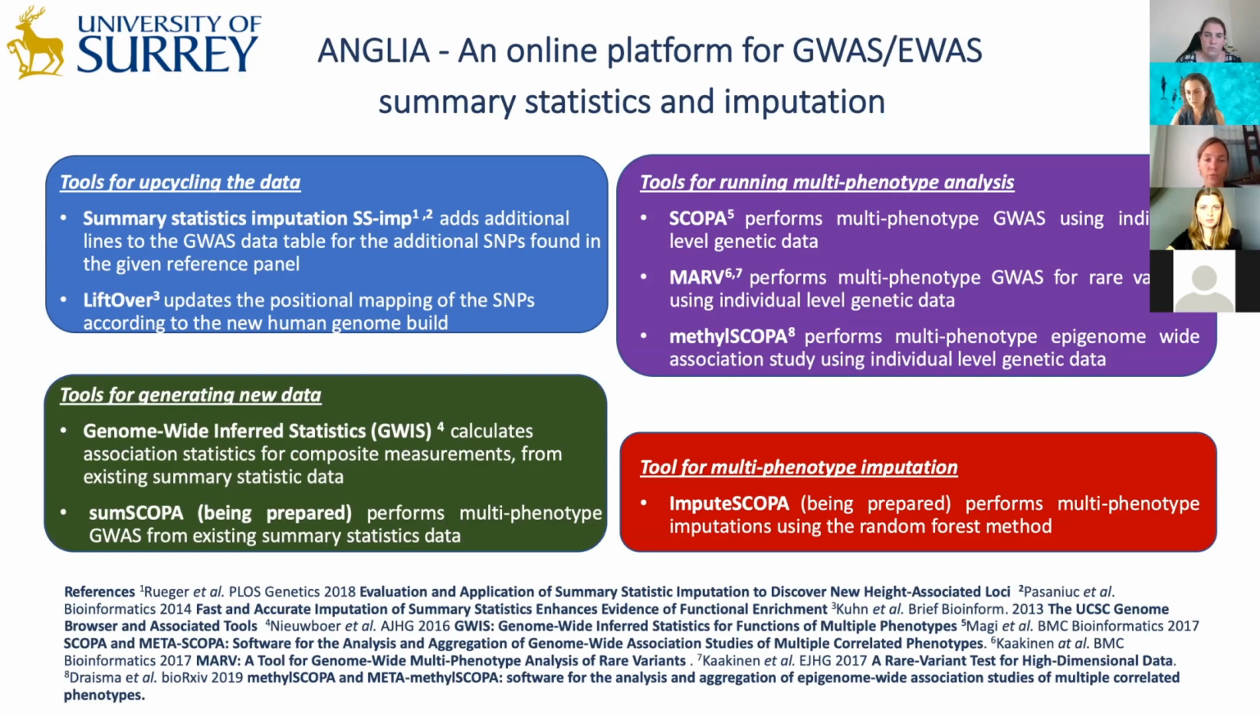Therefore, by including phenotypes with moderate correlation with each other, it boosts the power and therefore the discovery. And then there is also a tool for multi-phenotype imputation, which is ImputSCOPA. We are implementing several methods in it, one of which is going to be CRILC, and one of them is going to be the random forest. So we put all this together in this interface of Anglia.